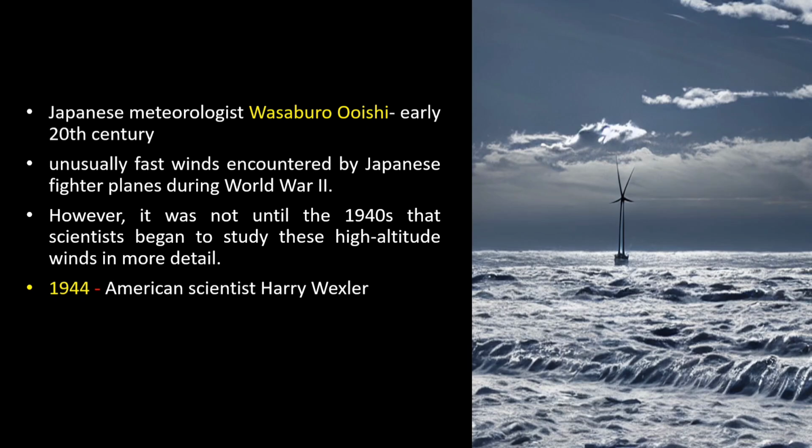Then, in 1944, the United States Army Air Forces sent a team of meteorologists led by American scientist Harry Wexler to study the jet stream using data from weather balloons and aircraft. Wexler and his team were able to measure the speed and direction of the winds in the upper atmosphere and map the location of the jet stream.